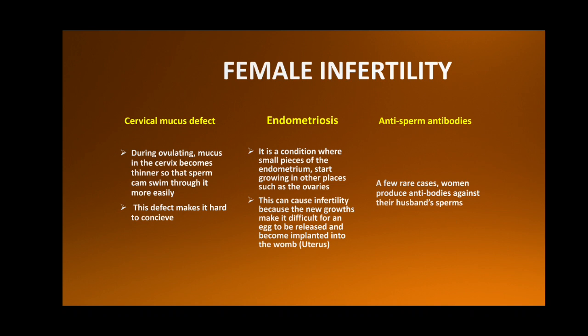Then comes the cervical mucus defect. During ovulation, mucus in the cervix becomes very thin, which cannot hold the sperms which are swimming through it, and it becomes easier for them to go. If there is a problem with the mucus, it makes it harder to conceive. Endometriosis is a condition where small pieces of the endometrium start growing in other places, for example in the ovaries, and this can cause infertility because the new growths make it difficult for an egg to be released and to become implanted into the uterus.